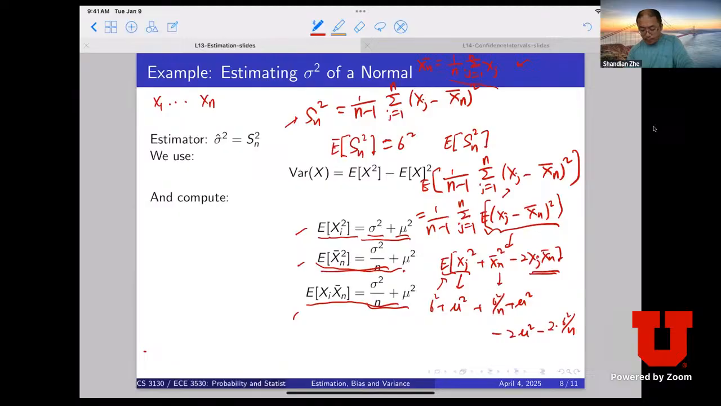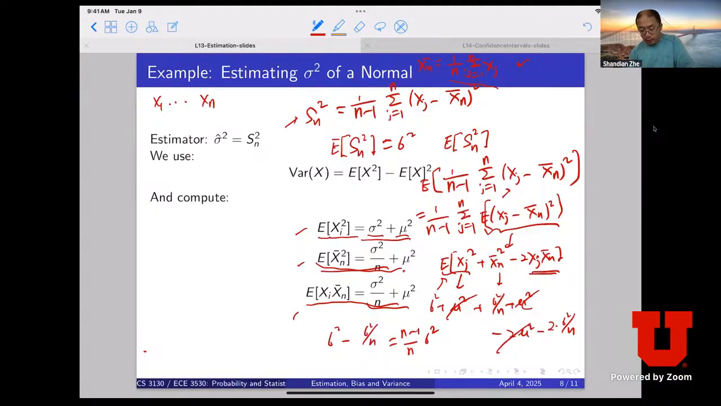Okay. So then you can see the mu square will cancel, and then you have the sigma square subtracted by sigma square over n. If you merge them together, it will give you n minus 1 over n times sigma square. I mean, if you don't follow, that's fine. We just recommend you guys replicate all those derivations after the class.